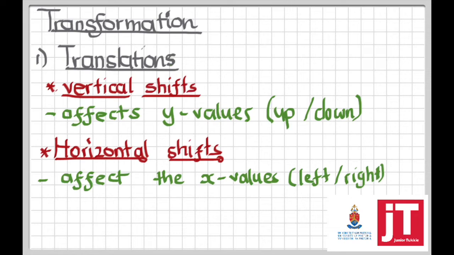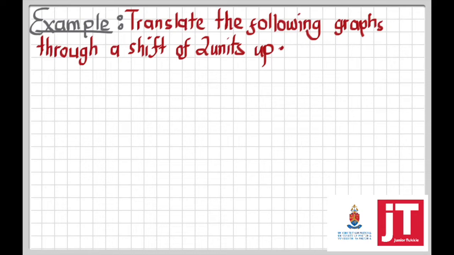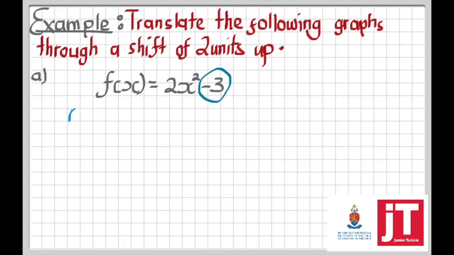But to cap it up, I'm going to move straight on to an example. Translate the following graph through a shift of 2 units up. What graph are we given? We are given f of x is equal to 2x squared minus 3. It has to undergo a movement of 2 units up, the whole graph that is. You also know that what is affected is only your q value, that negative 3. And it gives rise to a new expression f of x plus 2 as the translated graph. In so doing, you get 2x squared minus 3 plus 2.